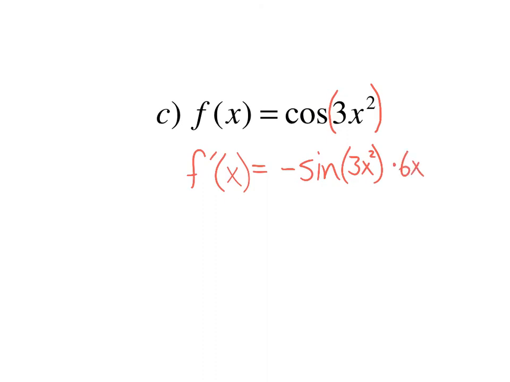Oh, so you just skipped the step of going from the negative sine to u, making that negative sine of 3x squared. This is dy du, and this is du dx. Okay? Now, I would probably rewrite it just to avoid any confusion and make that a negative 6x sine of 3x squared. Okay?